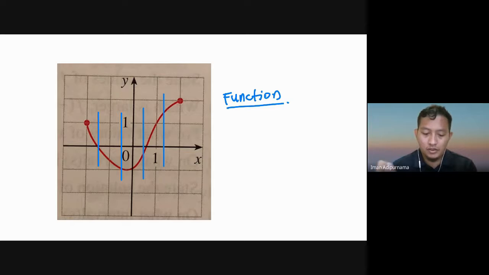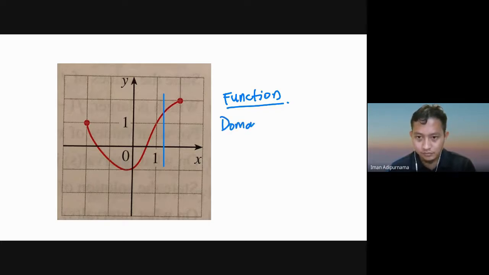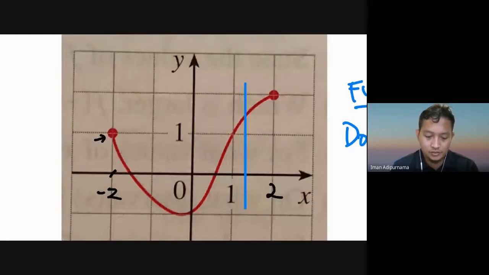And then how about the domain? Yeah, you can check the points on the x-axis for the domain. It starts from here, right? It's around -2, and then it ends here. It's 2, and look at this dot here. It's closed, right? So we need to include both numbers.